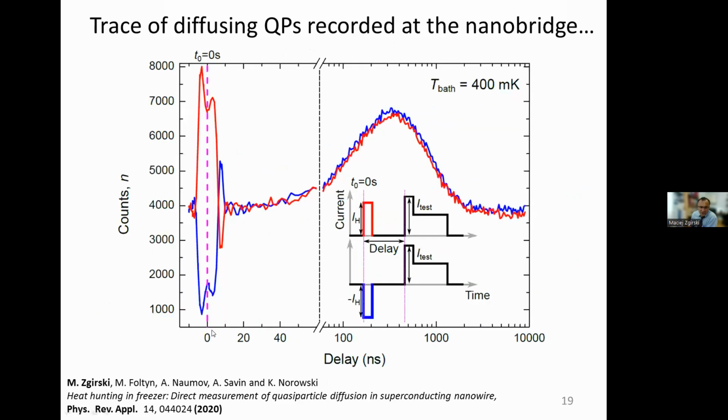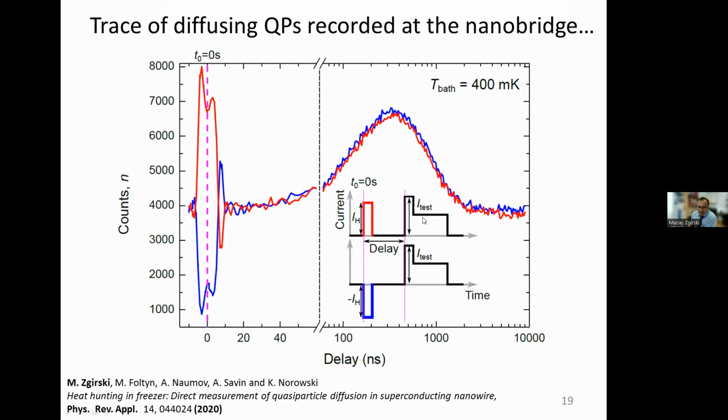First, zero time corresponds to the coincidence of the heating and the probing pulse. So this is the heating pulse sent on the heater, and this is the testing pulse. When they coincide, we have crosstalk, so that is why we have some high signal. The signal of the crosstalk changes when we change the polarity of the heating pulse.